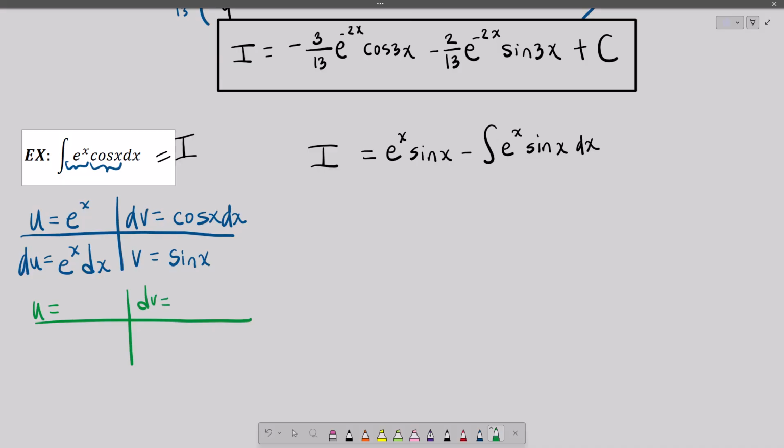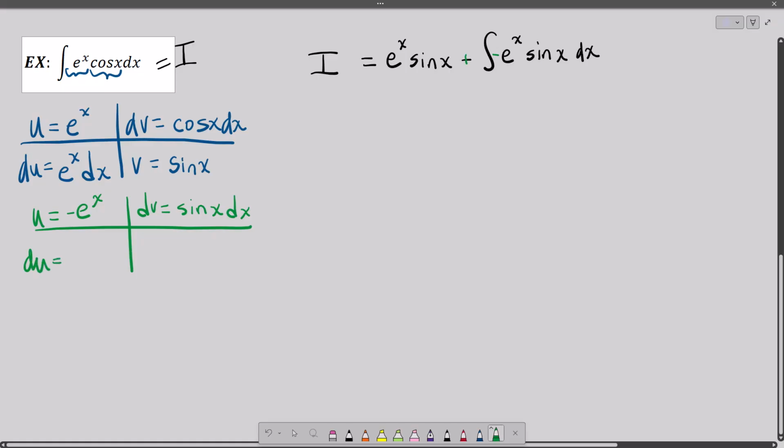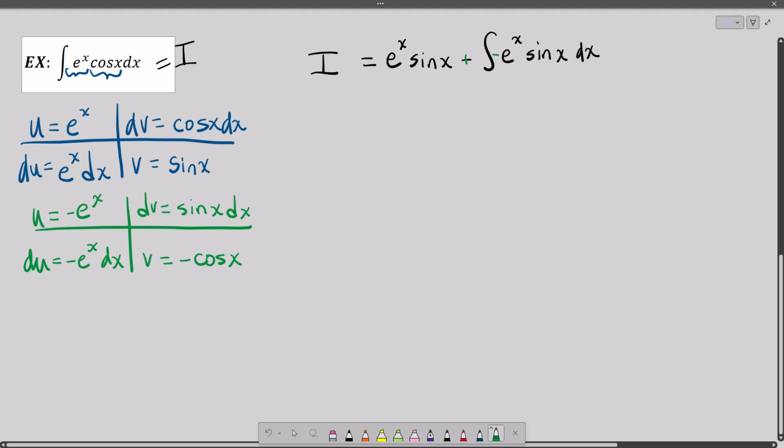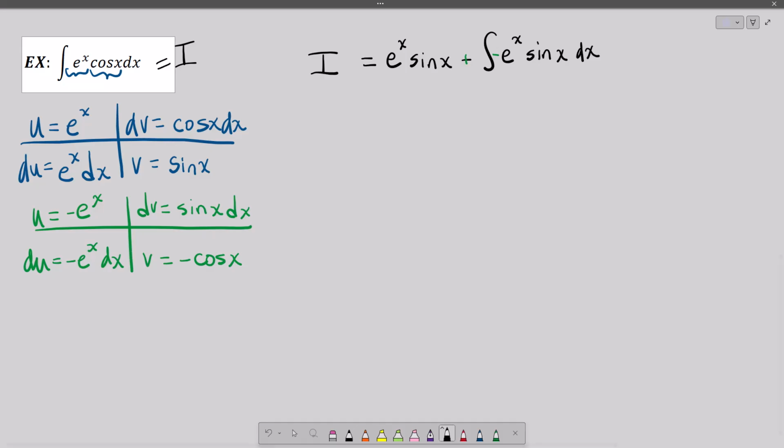So what I see up here is I've got this leading minus. I'm going to be clever and say, let's push this to the inside. So then u is going to be negative e to the x, and dv will be sine x dx. So du will be negative e to the x dx, and v will be negative cosine of x. So any questions up to that stage where we've got both integration by parts tables?